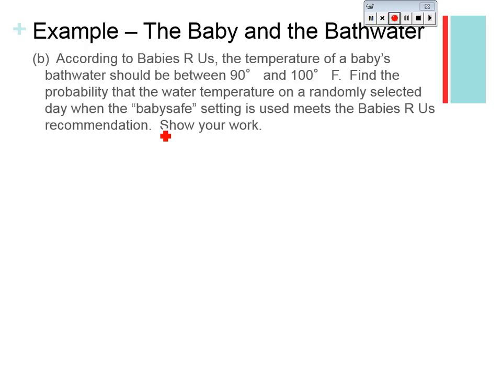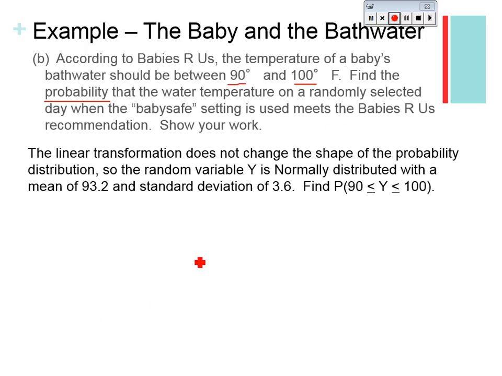The follow-up to this would be, according to Babies R Us, the temperature of a baby's bathwater should be between 90 degrees and 100 degrees Fahrenheit. Find the probability that the water temperature on a randomly selected day when the baby safe setting is used meets the Babies R Us recommendation. If we're talking about probability here, we want to know the probability that the bath water is between 90 degrees and 100 degrees Fahrenheit, knowing from the previous part that the mean temperature in Fahrenheit is 93.2 degrees and the standard deviation is roughly 3.6 degrees.